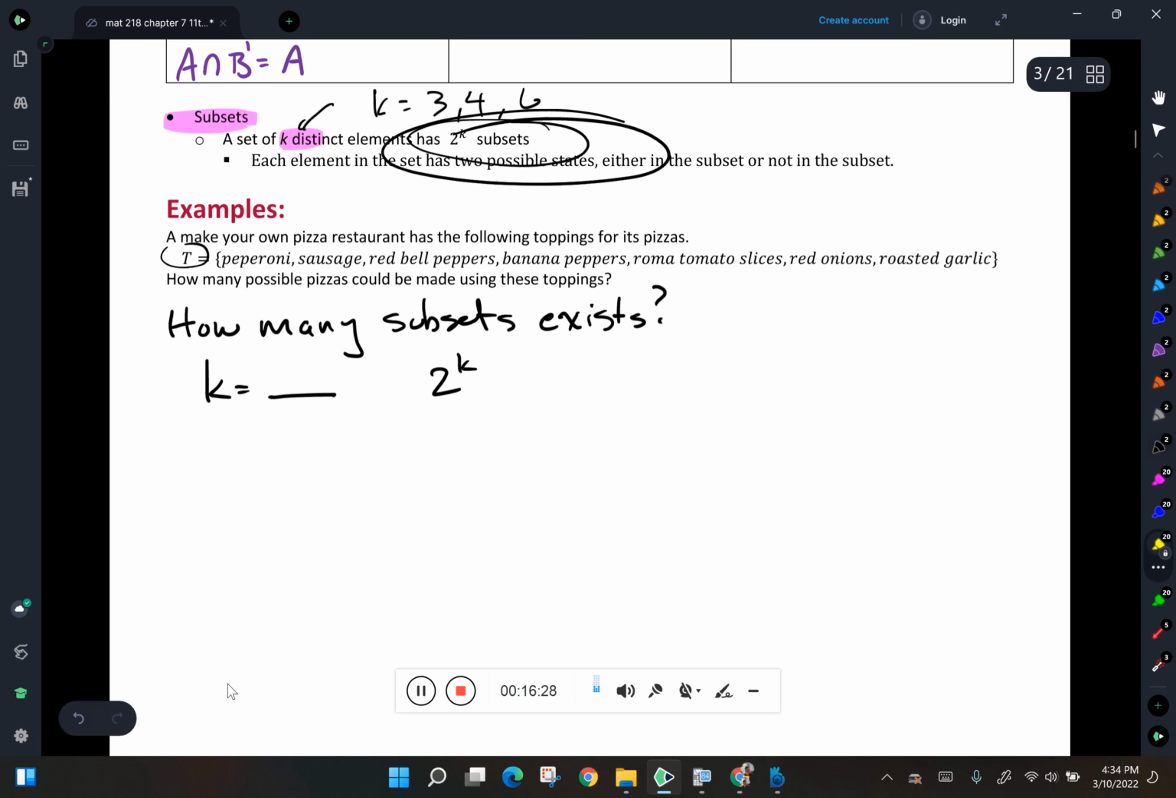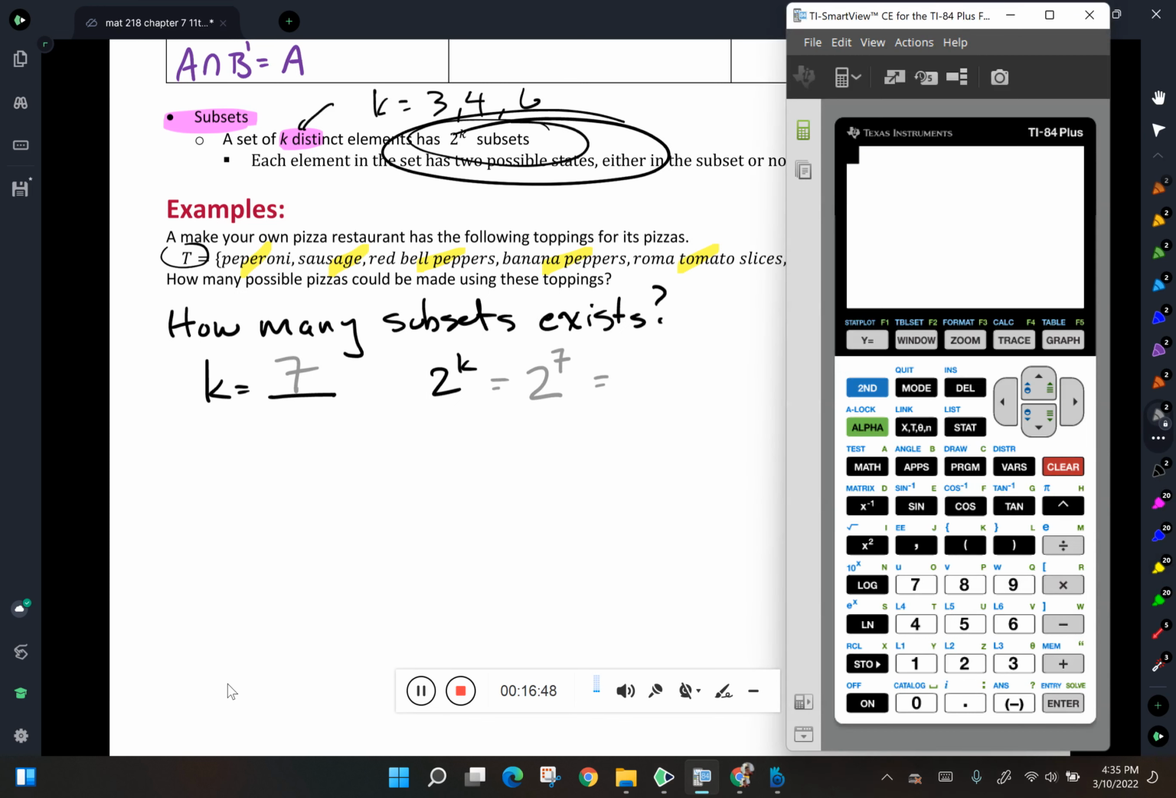Well, when I take a look at this set, 1, 2, 3, 4, 5, 6, 7. It appears that there are 7 possible toppings. So then we will have 2 to the 7th different pizzas, and 2 to the 7th is what? I'm going to grab a calculator. 2 raised to the 7th. There are 128 different pizzas.